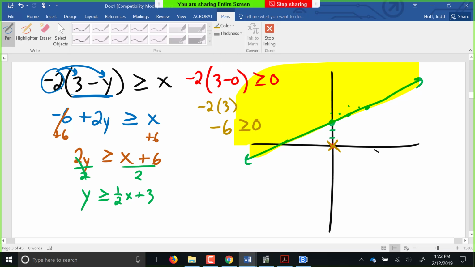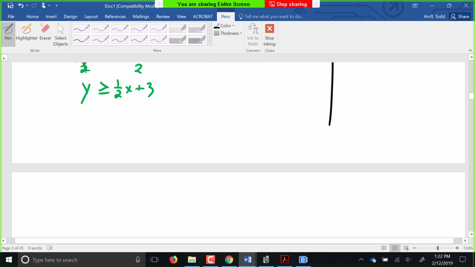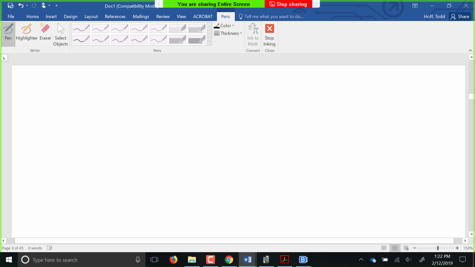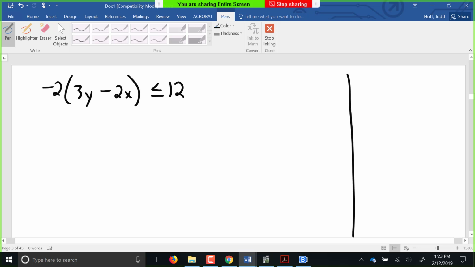There we go. I'm going to have you guys try one in your notes. If we do well on this one, we're going to probably knock off a little bit early today. So let's take a peek. Let's do negative 2 times 3y minus 2x is less than or equal to 12. I'm going to have you give that one a shot. We'll look at it in just a couple minutes, and we'll go from there.